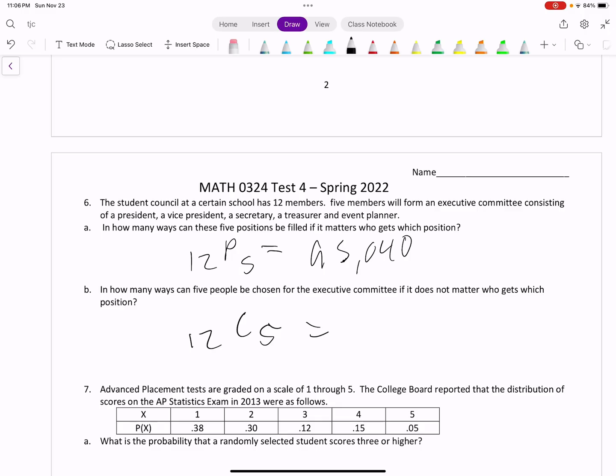And we get 792. Okay, 792 different ways where you can form a committee of 5 people from 12.